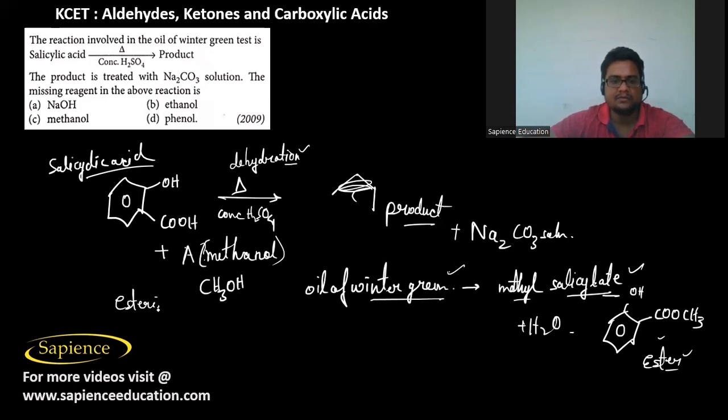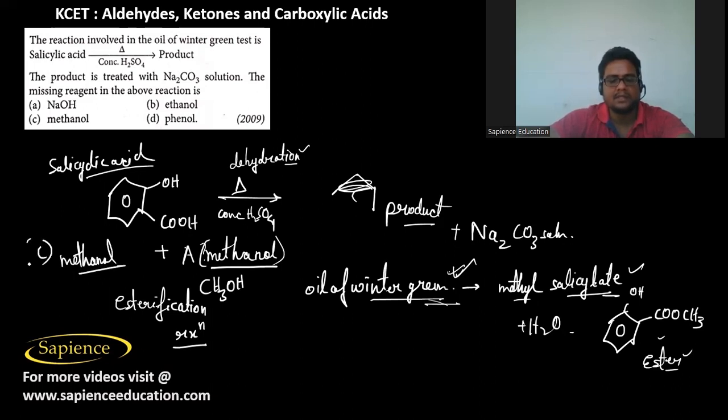So we should have an esterification reaction of methanol with salicylic acid, then only this oil of wintergreen will be formed, which is called the oil of wintergreen test. So we should add methanol. Methanol should be added. So option C is the correct answer.